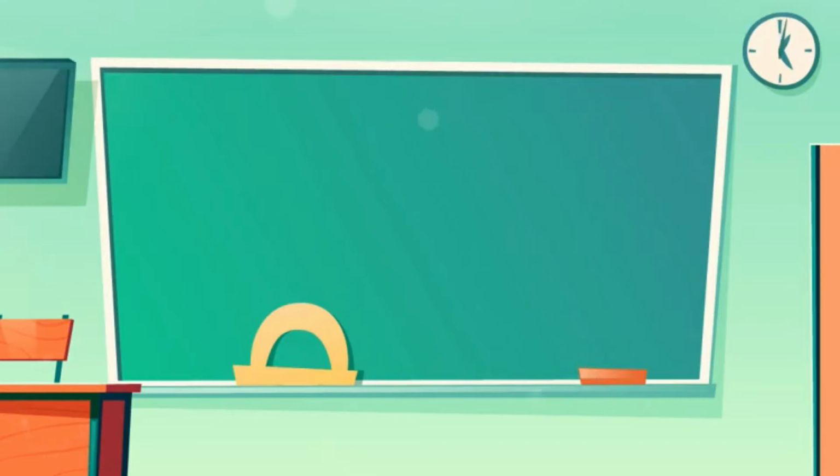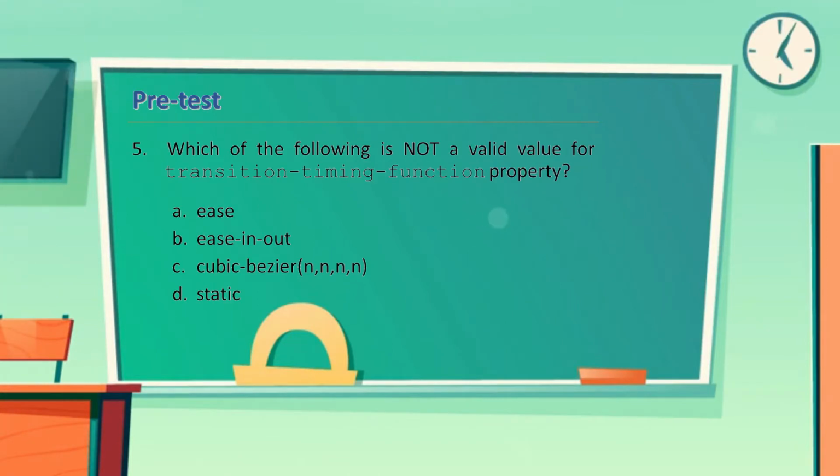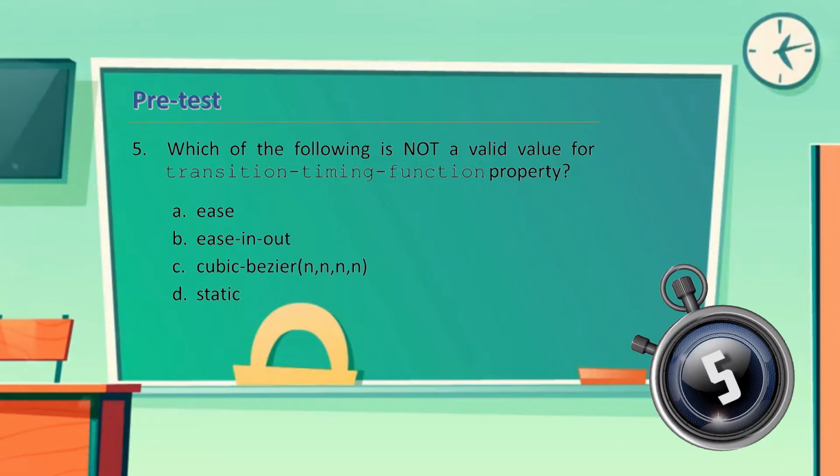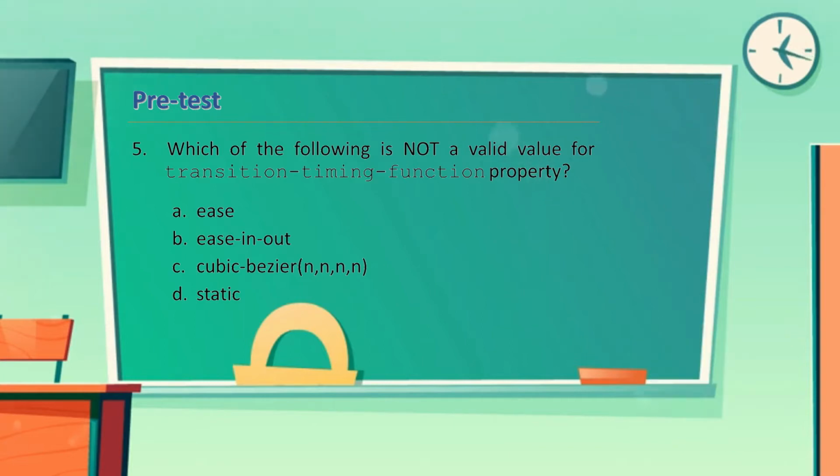Number 5, last item. Which of the following is not a valid value for transition timing function property? I repeat, which of the following is not a valid value for transition timing function property? A is ease, B is ease-in-out, C cubic Bezier method, D static. And the correct answer is letter D, static.